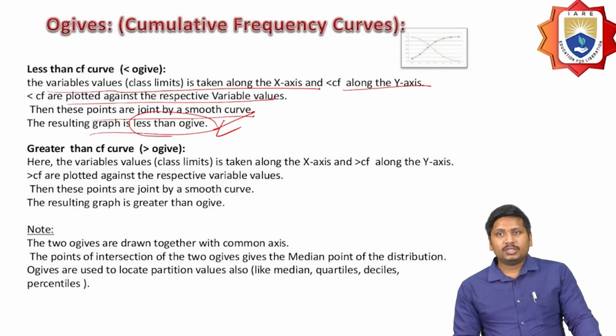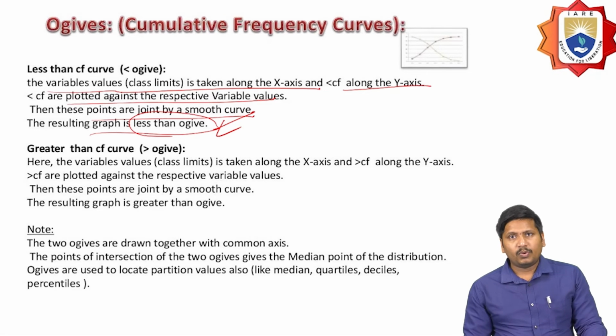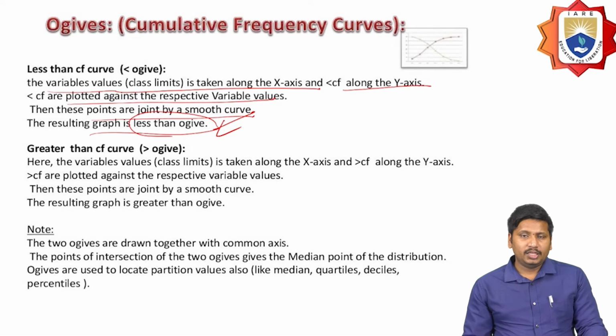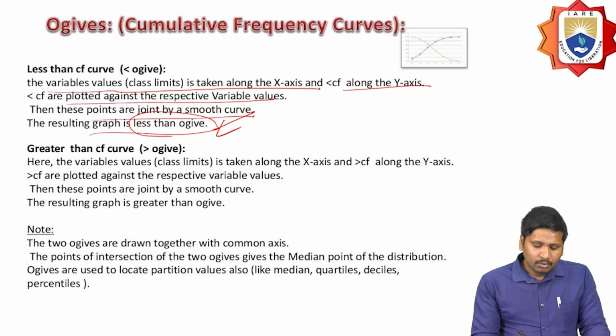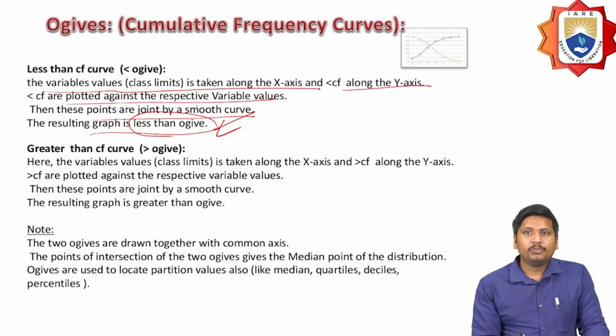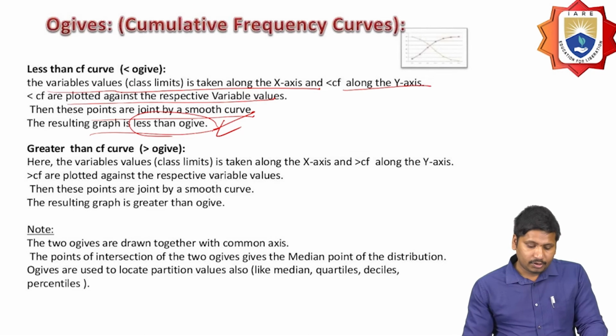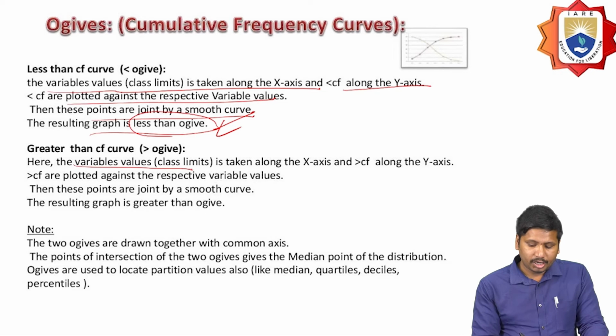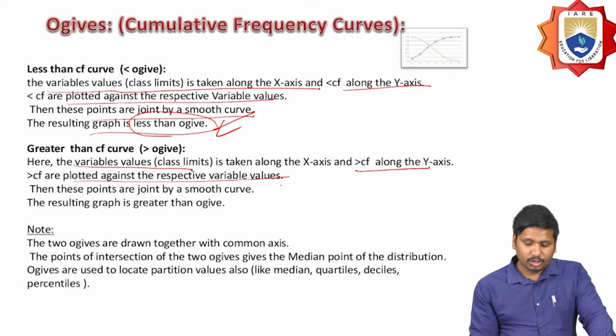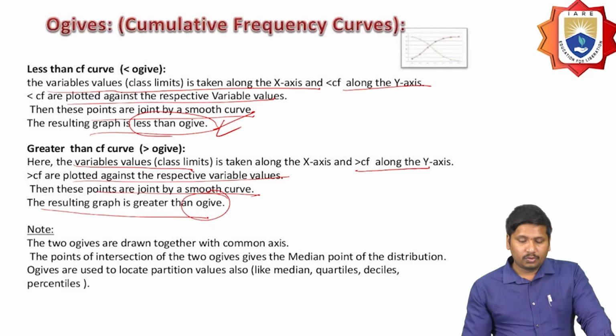So the variable values are taken on the x-axis and cumulative frequency on the y-axis. If that value is less than cumulative frequency, then we plot it against each and every respective variable value. Then these points are joined by a smooth curve, and the resulting graph we obtain is the ogive. And the greater than CF curve: here also it is the same, the class variable is taken on x and the CF on the y-axis, and the greater than CF is plotted against the corresponding variable values, and these points are joined by a smooth curve, and the resultant graph is the greater than ogive.